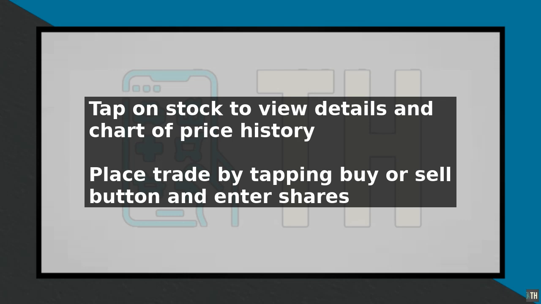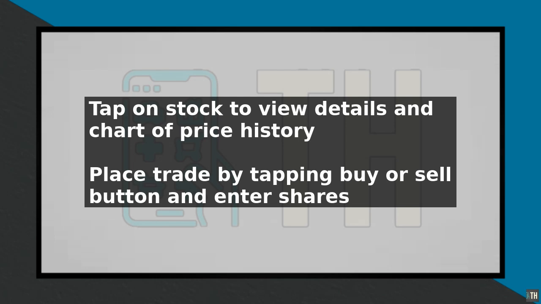In addition to trading, Webull also offers a range of analytical tools to help you make informed investment decisions. These include technical indicators, such as moving averages and relative strength index, as well as fundamental data, such as earnings reports and economic news. To access these tools, tap on the Chart button at the top of the screen.